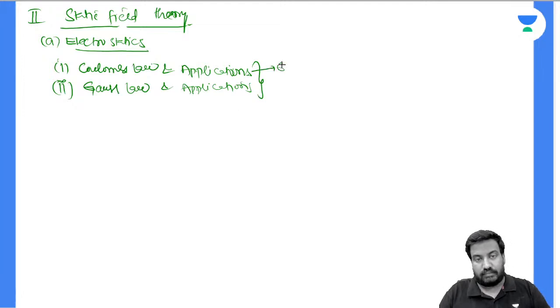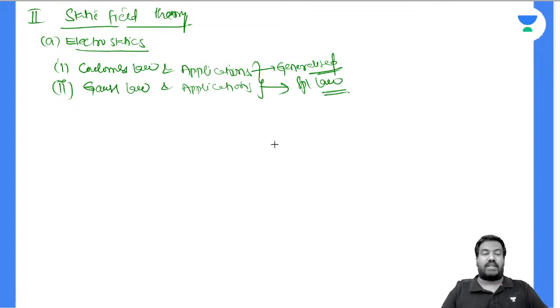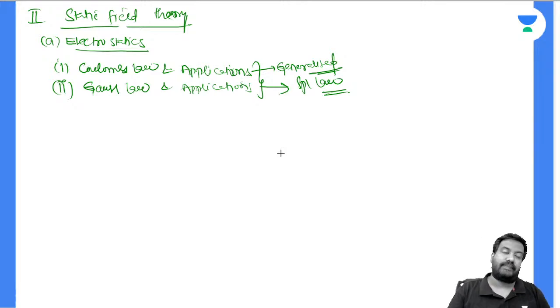Coulomb's law is a generalized law that governs electrostatics. Gauss law is a special law which can be applied only on Gaussian surfaces. The Gaussian surface is one which is symmetric with respect to charge distribution.